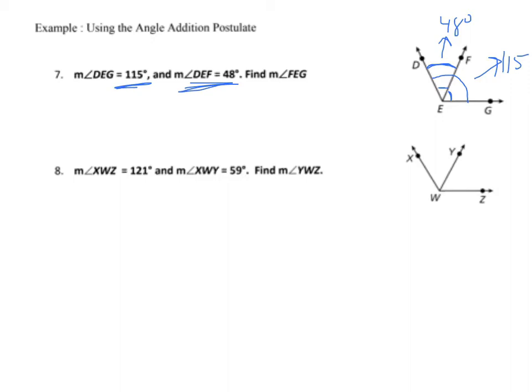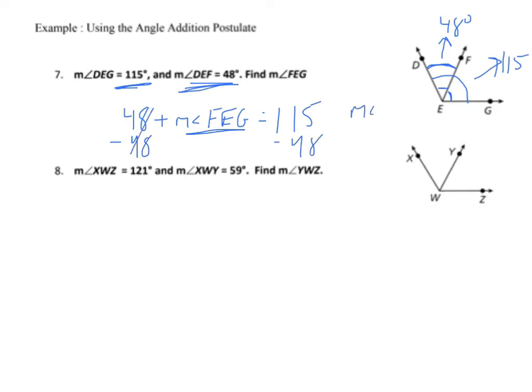So I'm just going to set up that equation and say, all right, well, I know one of the pieces is 48. I do not know the other piece, FEG, but I know that the total is 115. So if I'm trying to solve what FEG is, a little bit of algebra, I'm just going to subtract 48 to solve for FEG. So what I get is that the measure of angle FEG is equal to 67 degrees.